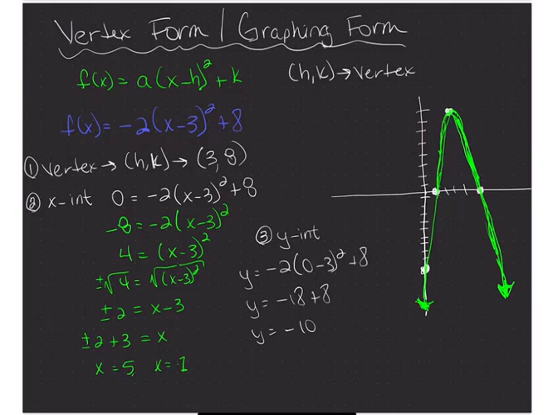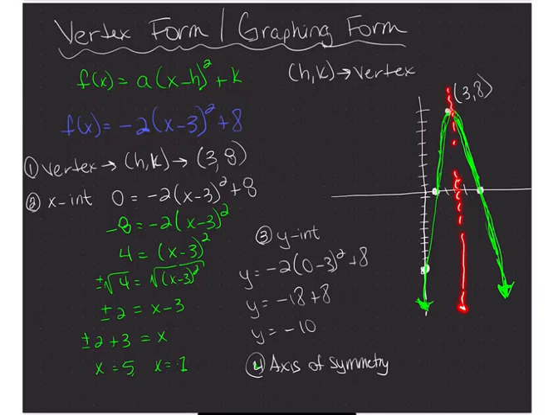So we have a couple more things we need. We have our vertex, we have our x-intercept, we have our y-intercept. The fourth thing we had talked about was the axis of symmetry. And we're going to get that off of our vertex, because we knew our vertex was (3, 8). So our axis of symmetry is that line that goes right down the middle, right? That matches perfectly on left and right.